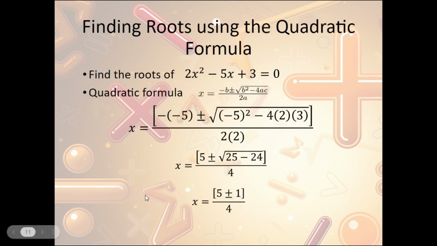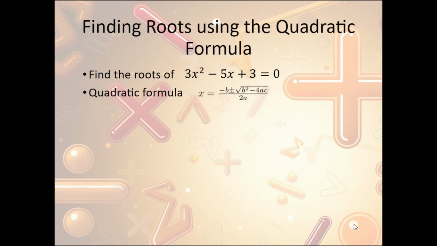So now we're going to go ahead and solve this. This is 5 plus 1, which is 6, over 4. 6 over 4 is equal to 3 halves. And then we do it again: 5 minus 1 is 4 over 4, which is equal to 1. So our roots for this one would be 3 halves and 1.